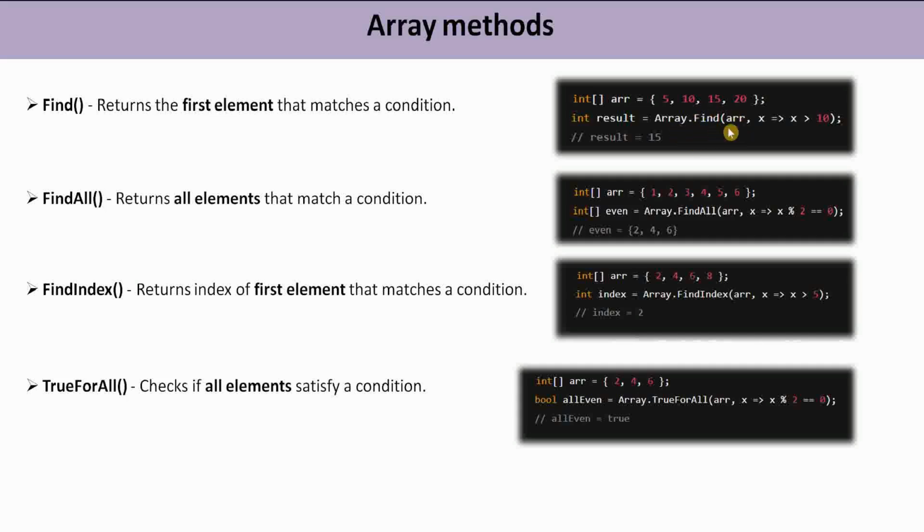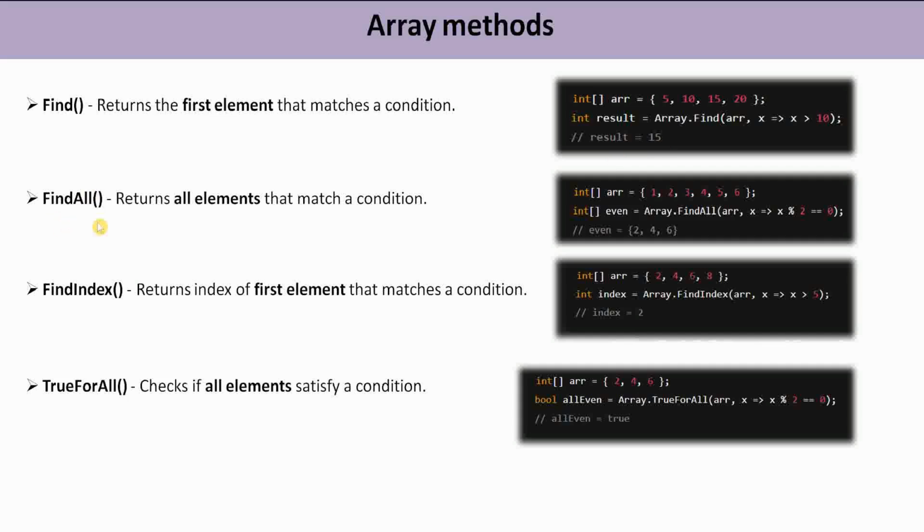So this is the syntax: Array.Find, then the array name, and then the lambda expression x greater than 10. So whatever value is greater than 10, it will give us the 15 value, because 15 is greater than 10. 20 is also greater than 10, but it will always give us the first element, not all elements. So it is giving us the 15 value. So this is all about the find method.